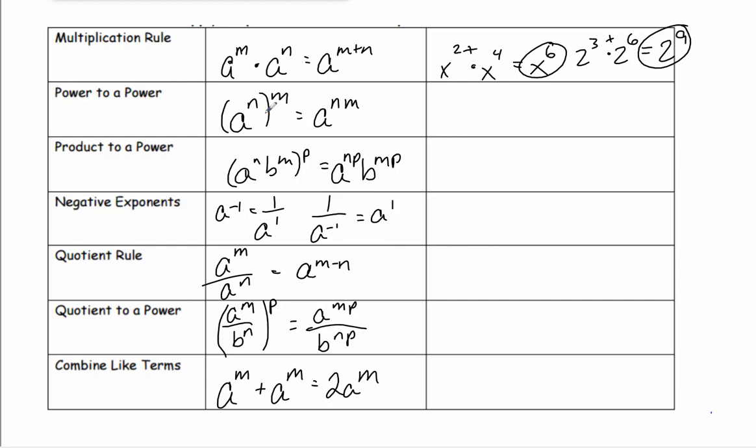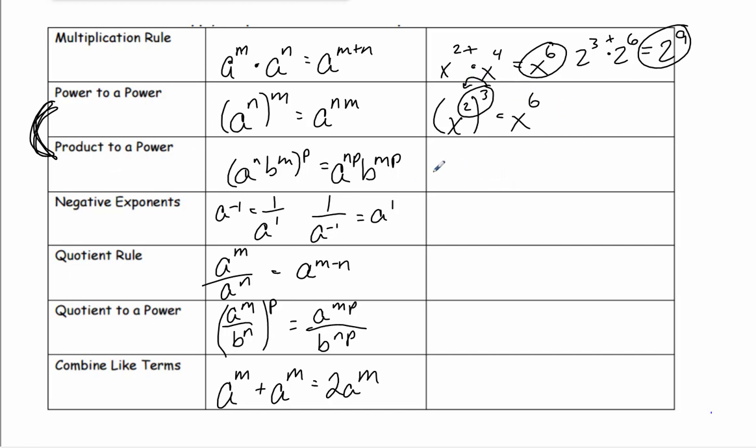Power to a power basically states that if I have any single variable or any number, right, raised to a power already, and then I'm raising it to another power, the rule says that I take the powers and multiply them together. So that's actually x to the 6th power because 3 times 2 is 6. Basically, think of this power to a power and the product to a power as the distributive property of exponents, because the 3 is being multiplied by that 2, just like with the distributive property.